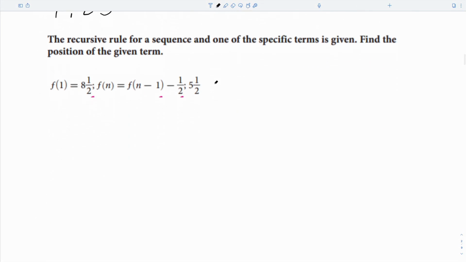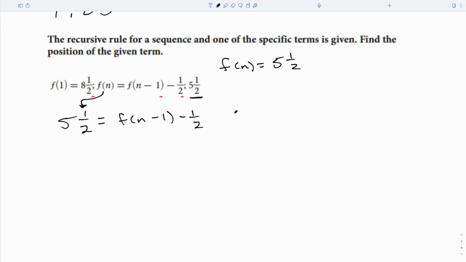What happens if it's recursive? You have a recursive rule for a sequence, and one of the specific terms, we need to find the position of the given term. 5 1/2 is going to go in for f of n. Okay, so if I put 5 1/2 in for f of n, what happens? Can I solve for n this time? Turn and talk yes or no.